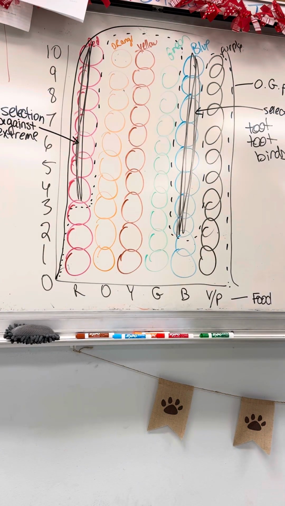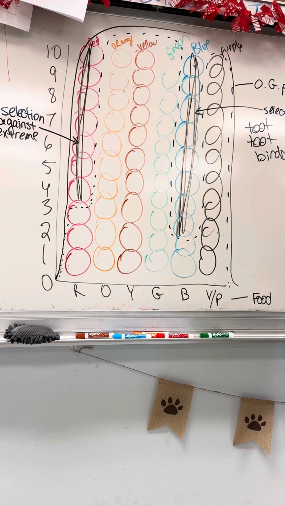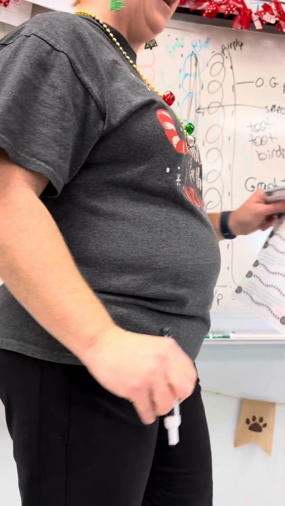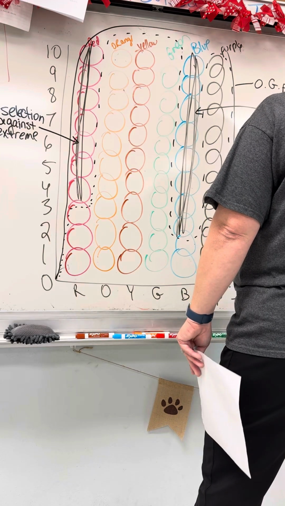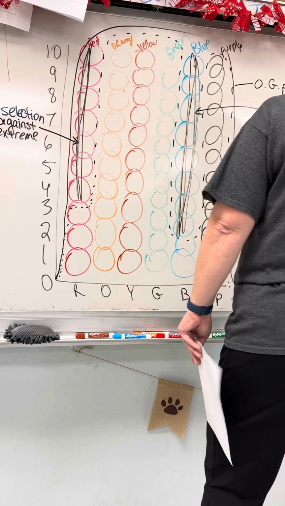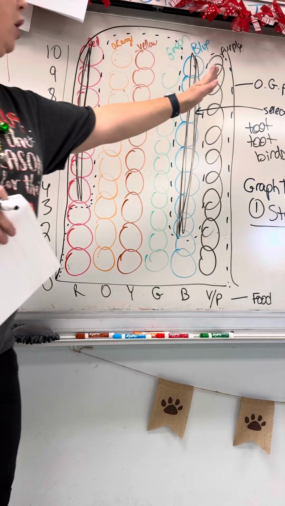If this was regular class, I'd make you get out your notes and look. Okay, but since I'm a pushover and this is a college class, go to where it says graph type and write a little number 1 because you had problem number 1. And this is stabilizing selection. Stabilizing selection. Because it is selected against both extremes.